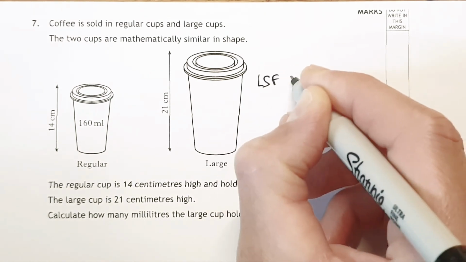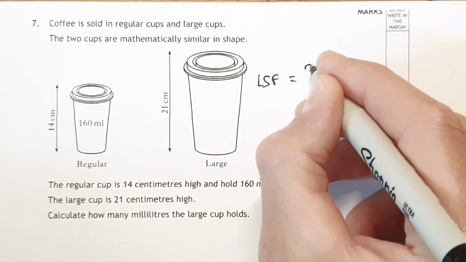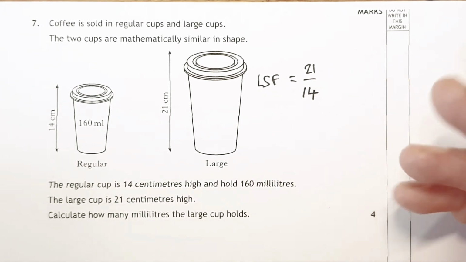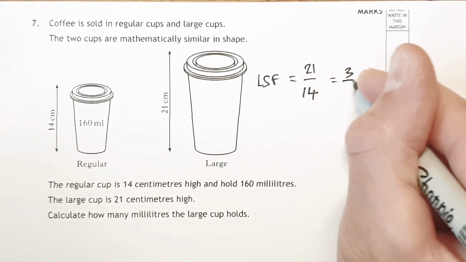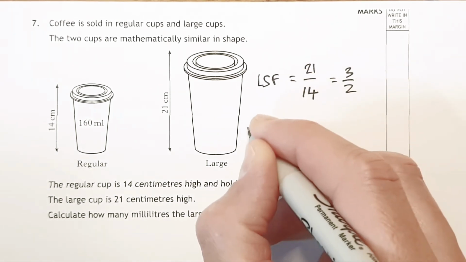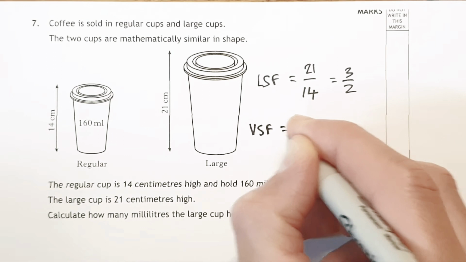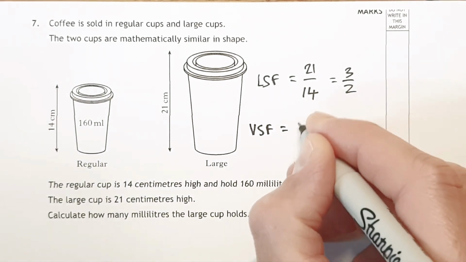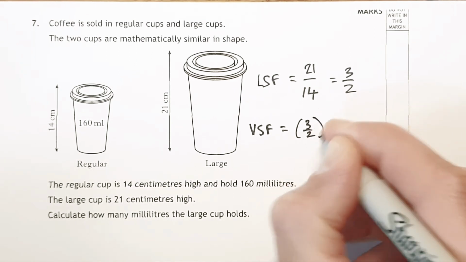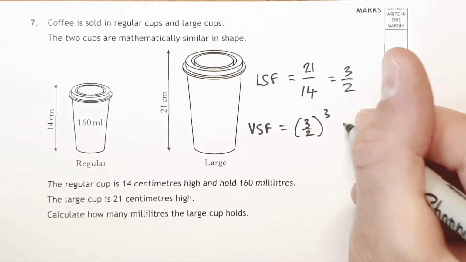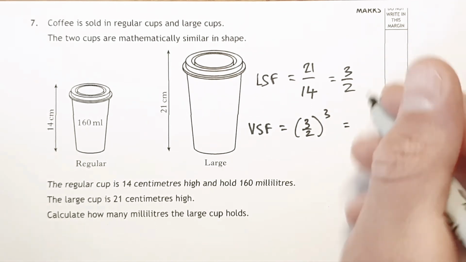So linear scale factor is going to be larger over smaller, so 21 over 14. Now you can simplify that, but you don't have to, but I'm going to do that anyway out of habit. So linear scale factor is 3 over 2. Now your volume scale factor is the linear scale factor cubed. If it was the area scale factor you'd be squaring it, but it's the volume, so we're cubing it here. So that's your volume scale factor, and that is just 27 over 8. But again, you can just leave it as 3 over 2 cubed.